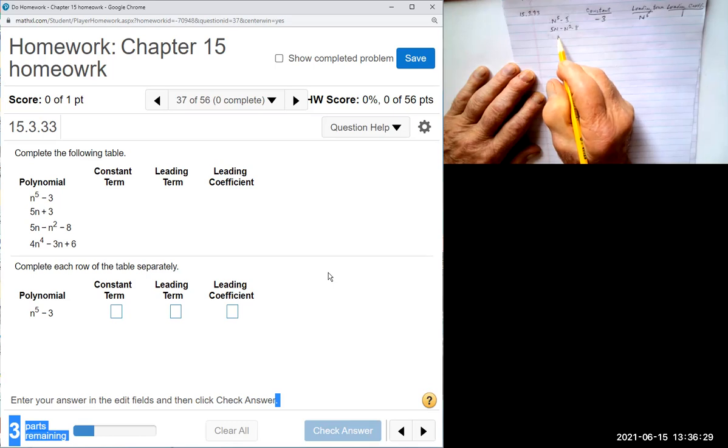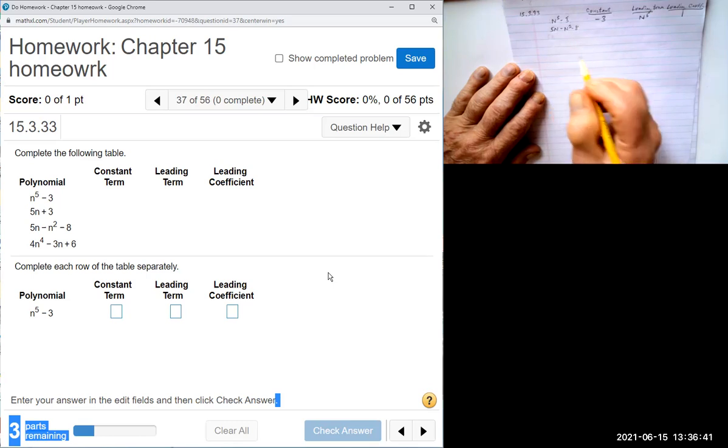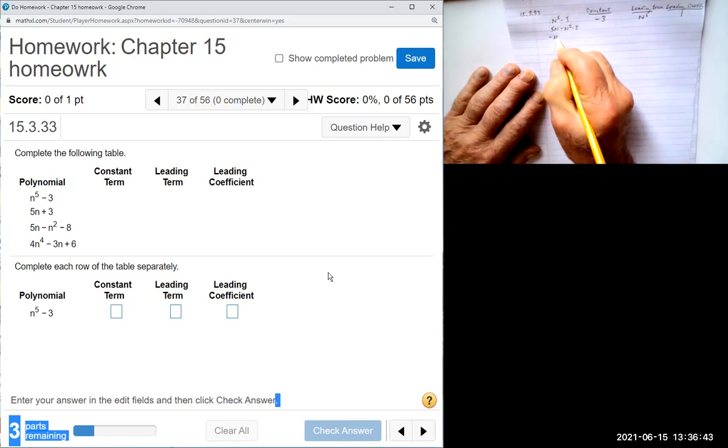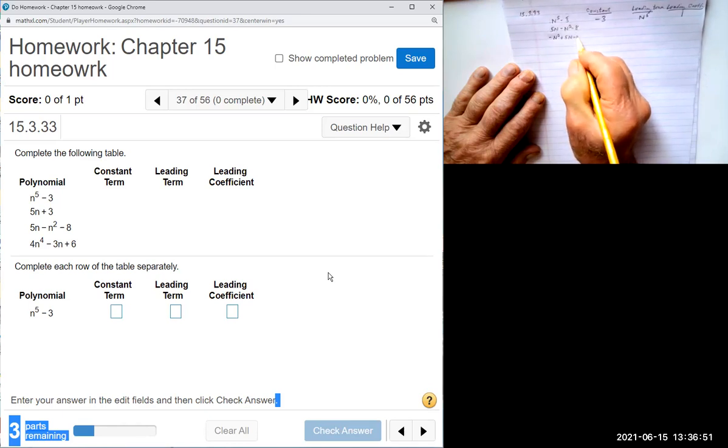The second problem that we're going to analyze is the expression 5n minus n squared minus 8. It's in scrambled order, so let's unscramble it, putting the highest powered term first. So that's going to be minus n squared. Put the sign with the term. Then it's the n term, 5n, and then it's the constant term, minus 8. So I put the polynomial in descending order.